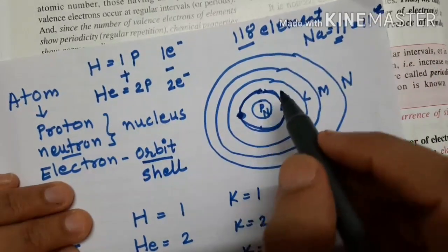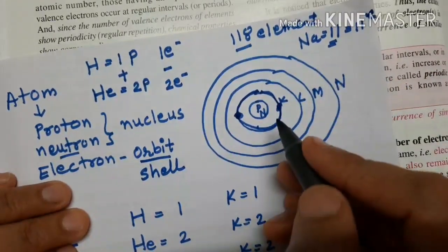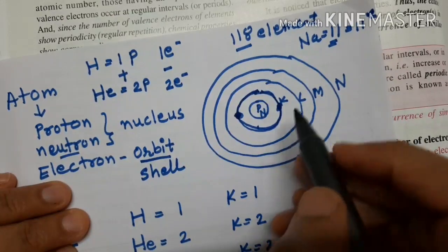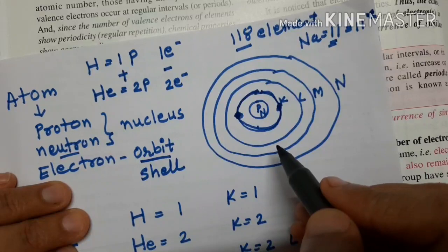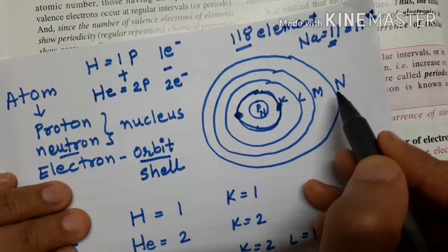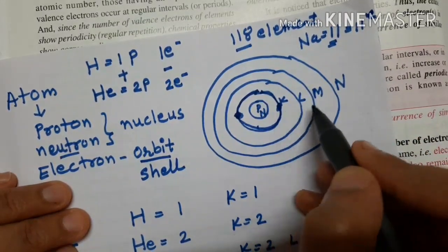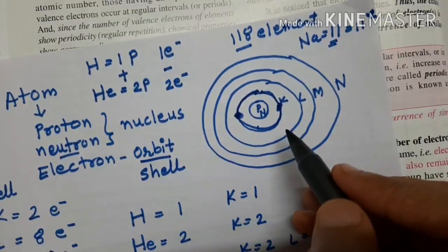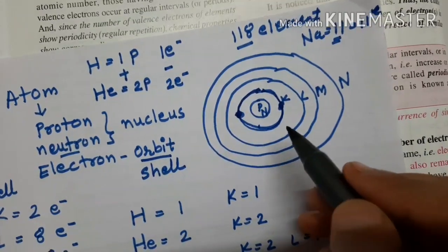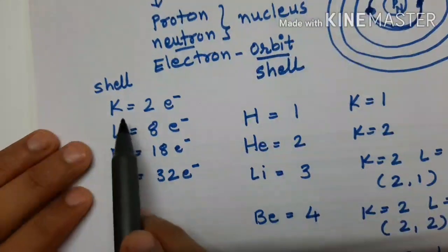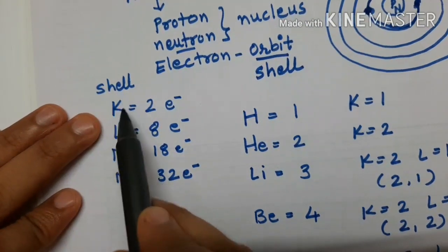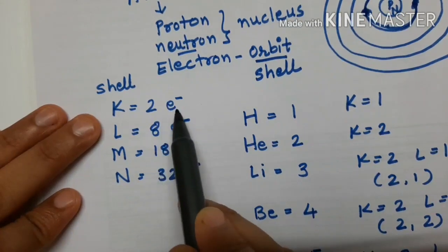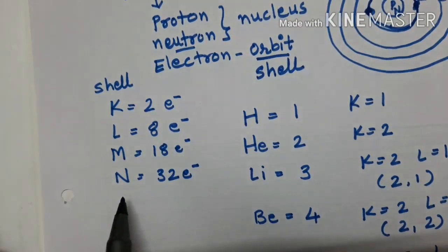Clear? Now, where are these electrons arranged? So electrons are arranged in these shells: K, L, M, N. K, L, M, N are the shells. Now they have a capacity to hold electrons. So how much capacity do they have? K is a shell, and K can hold a maximum of 2 electrons.